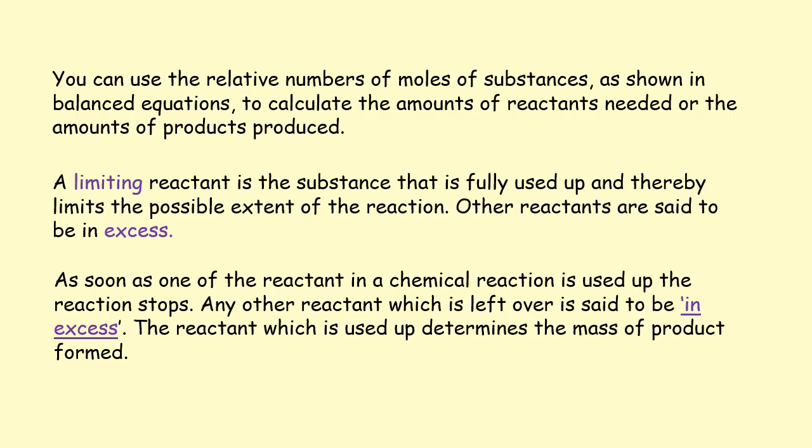So how to work out what is in excess and what is limiting is by calculating the moles of your chemicals and looking at, do those moles fit the mole ratio, and working out what you have versus what you would need. The limiting reactant is the one that's fully used up and limits what can be produced. The other reactants in excess. If a chemical is in excess, some of it will be left over at the end of a reaction.